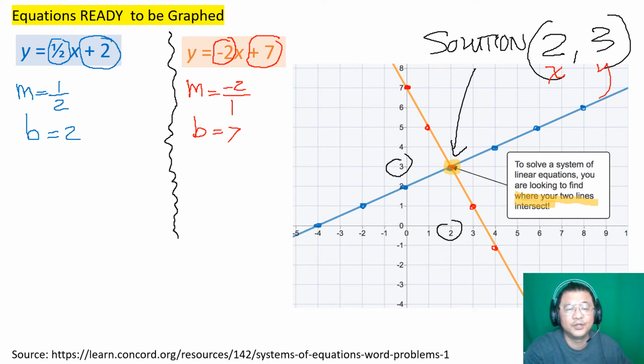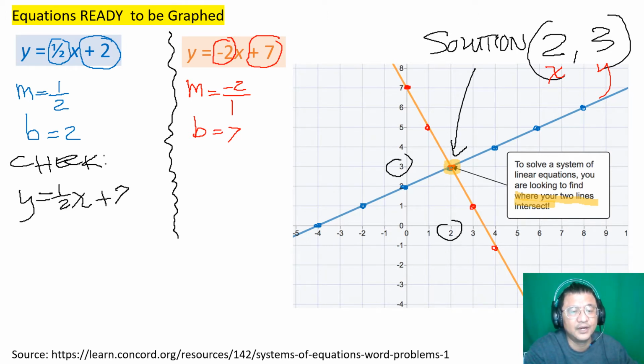So how do I know if my solution is correct? I check. How do I do checking? Copy your original equation and then substitute the values of x and y. Substitute 2 and 3. Instead of writing y, I'm going to write 3, equals 1/2. Instead of writing x, I'm going to write 2, and then plus 2. So on the left side, it's going to be 3. 2 times 1/2 is 1, plus 2.